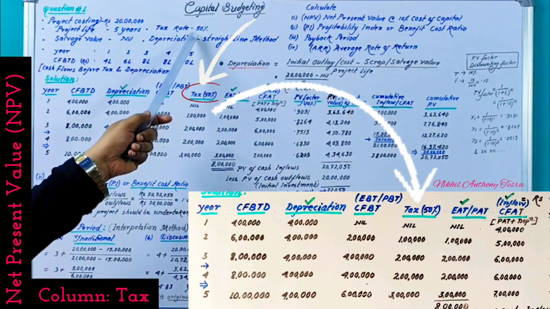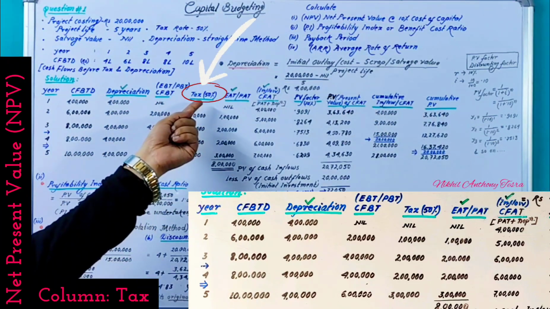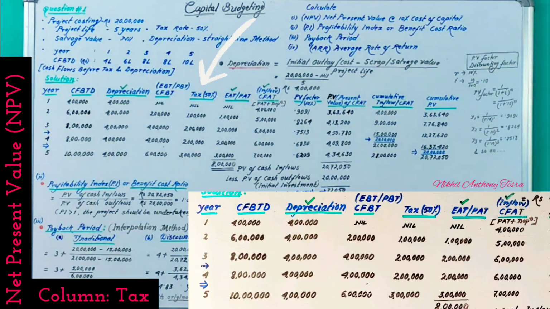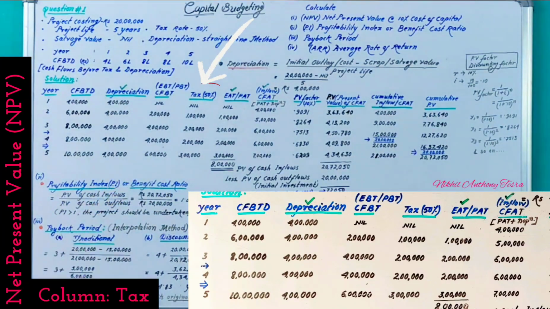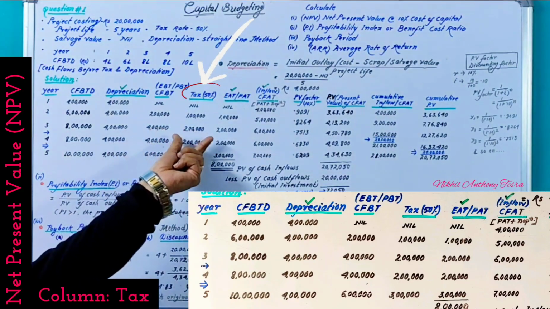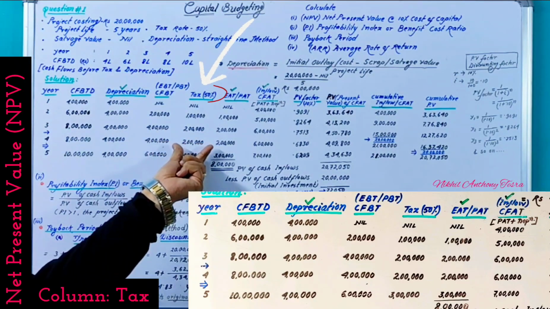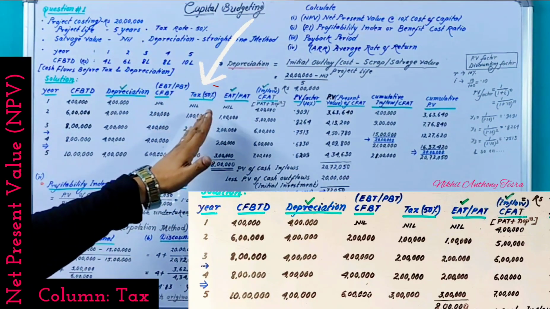Now the tax rate is given as 50%. So we need to open another column as tax, and in brackets we have written 50%. The tax would be calculated on this column. So nil would be nil. 2 lakhs at 50% would be 1 lakh. 4 lakhs at 50% will be 2 lakhs. 4 lakhs at 50% is 2 lakhs. 6 lakhs at 50% will be 3 lakhs. So this is the tax column.